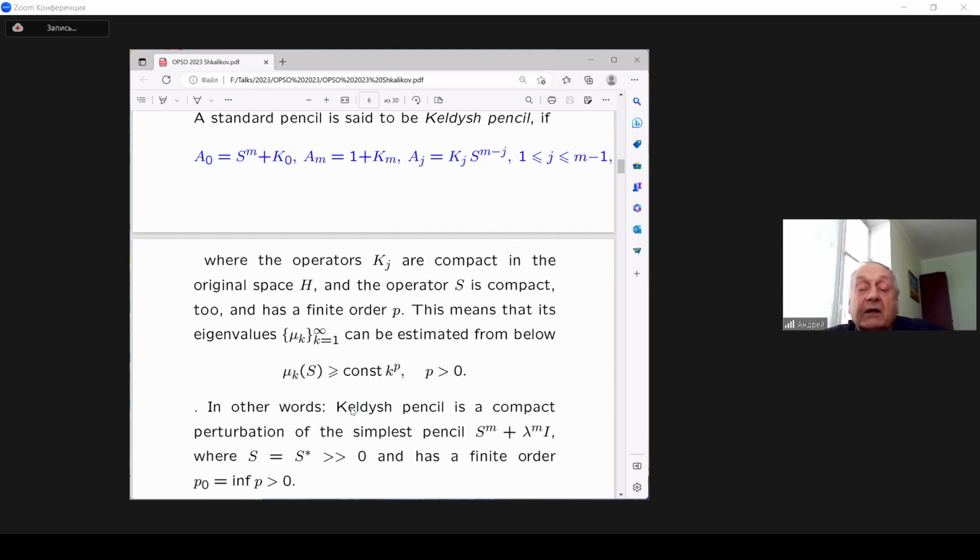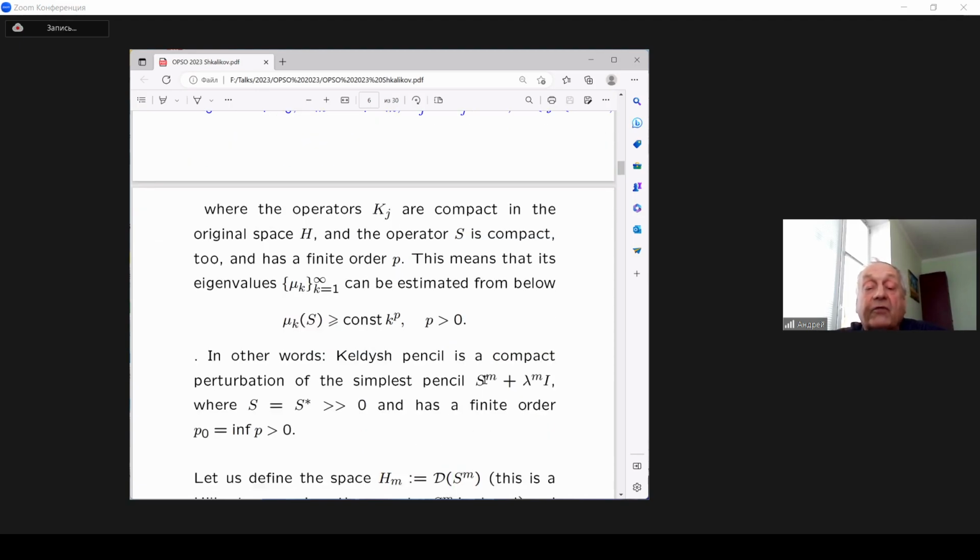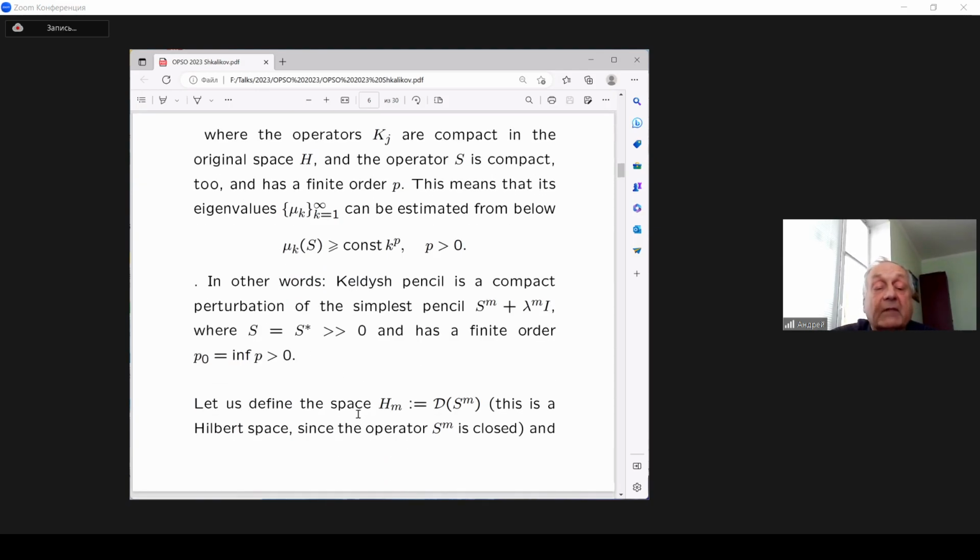So, in other words, a Keldysh pencil is a compact perturbation of the simplest pencil S to the power m plus lambda to the power m times the identity operator, with S strictly positive and of finite order.